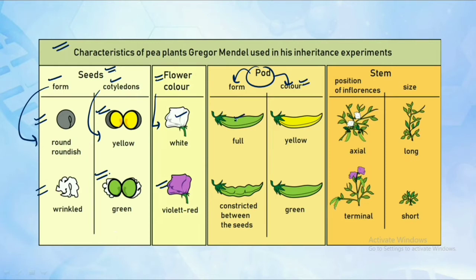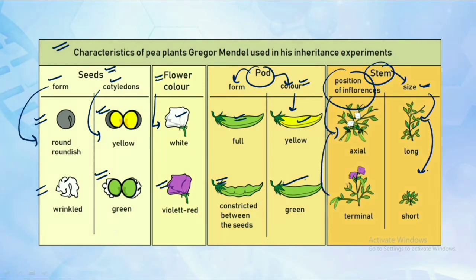Pod form was either full or constricted between the seeds, and the pod color was either yellow or green. Talking about the stem that he took, the size of the stem was either long or short, and the position of the inflorescence was either axial or terminal. So these were the 7 characteristics that he chose for the experiment.